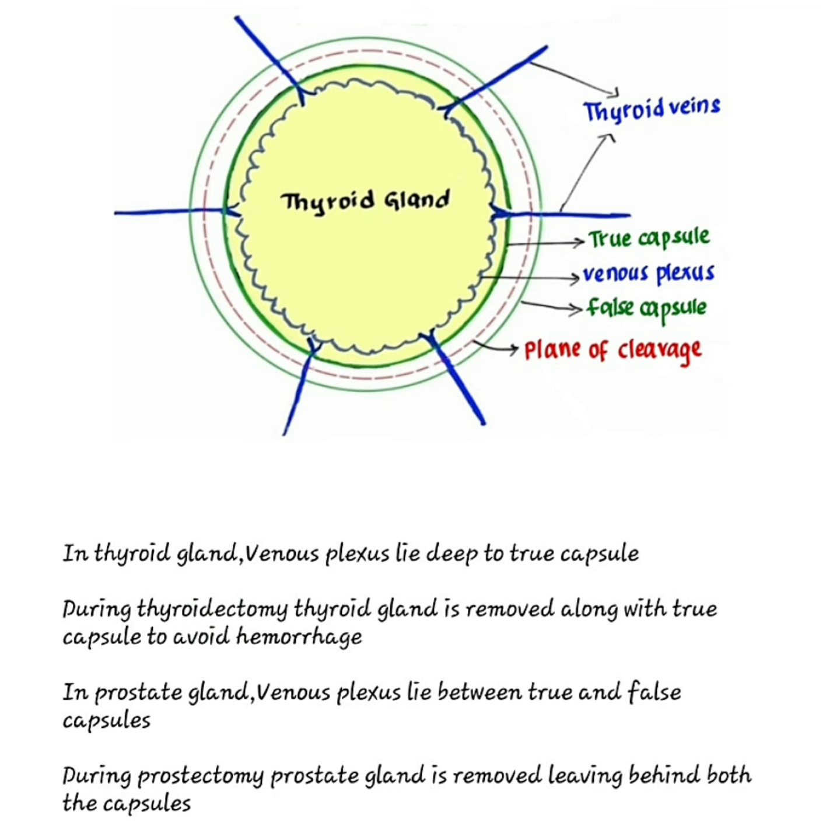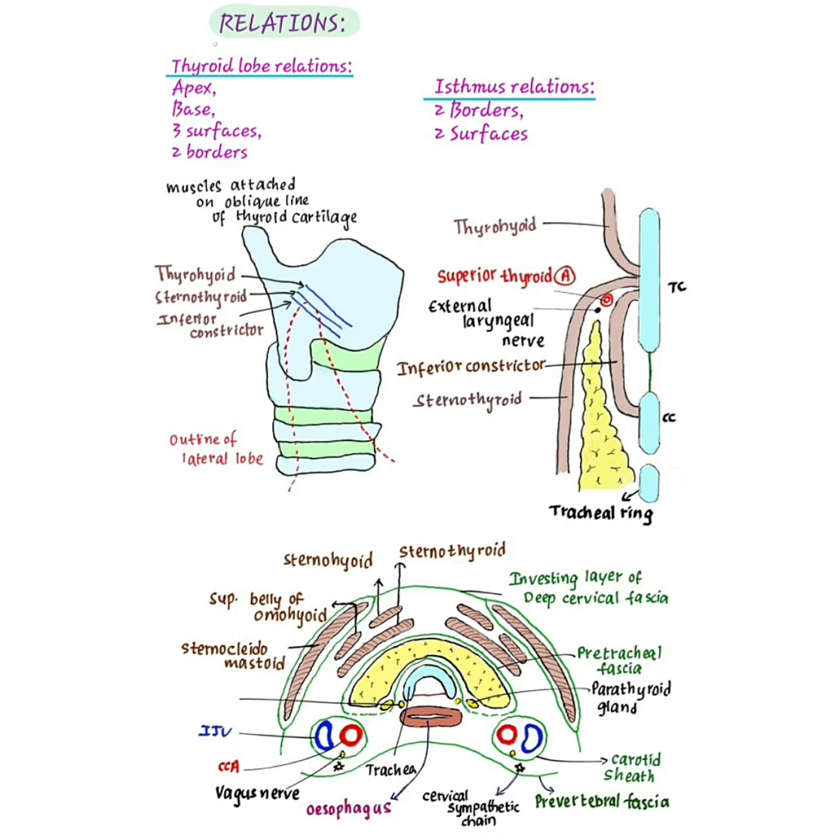During thyroidectomy, the thyroid gland is removed along with the true capsule to avoid hemorrhage. In the prostate gland, the venous plexus lies between the true and false capsules. Thus, during prostatectomy, the prostate gland is removed, leaving behind both the capsules. Now let's see relations.